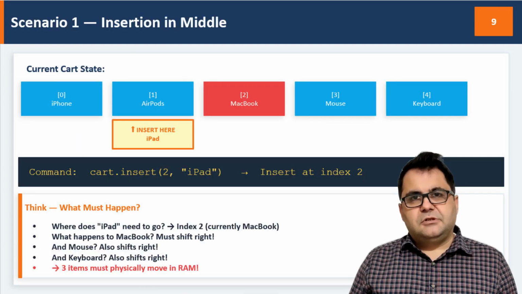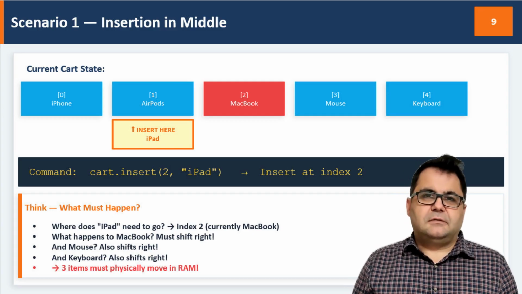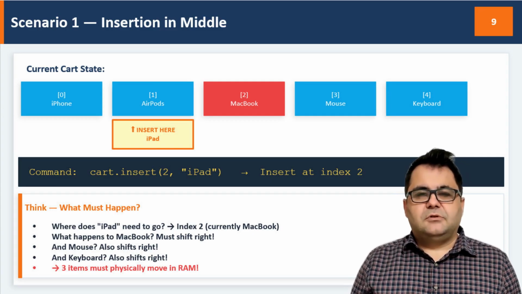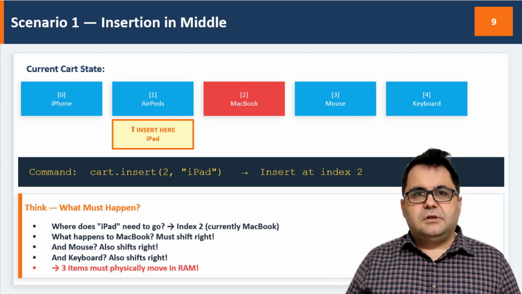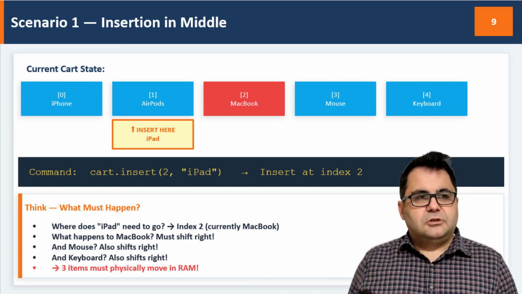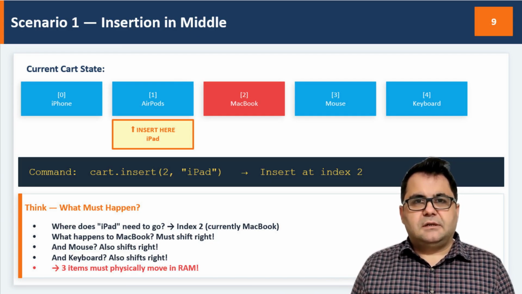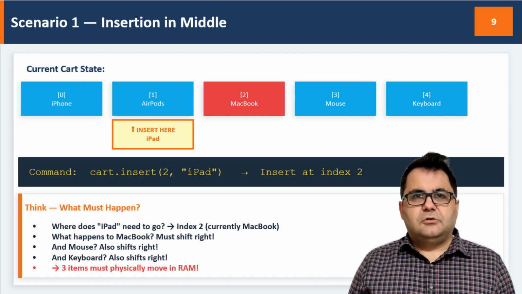Let's dive deep into scenario 1, insertion in the middle. Here's our current state. The cart has 5 items: iPhone, AirPods, MacBook, mouse, keyboard, at indices 0, 1, 2, 3, 4. User action: I want to add an iPad between AirPods and MacBook. In code, that's cart.insert(2, iPad), insert at index 2.